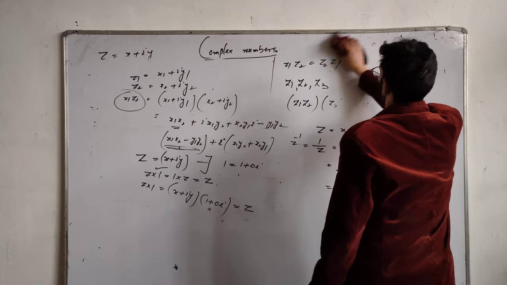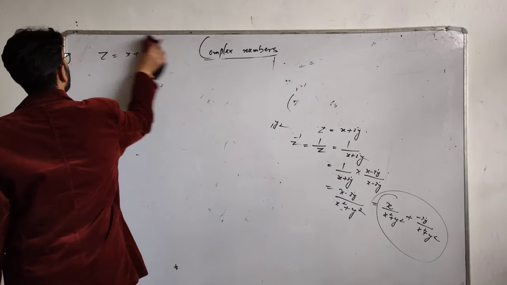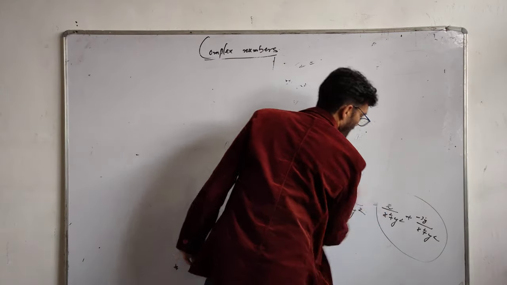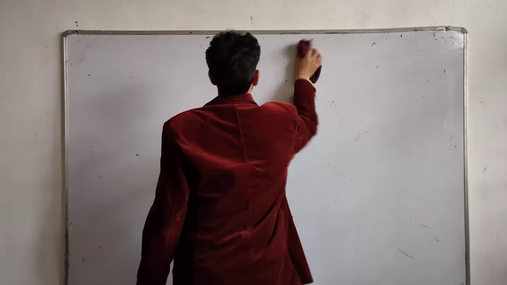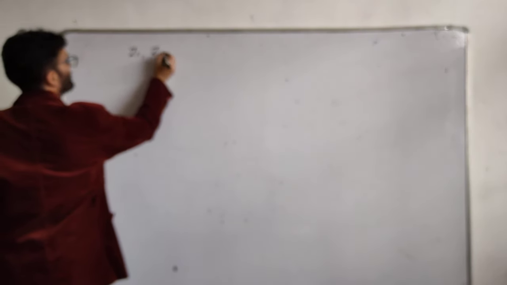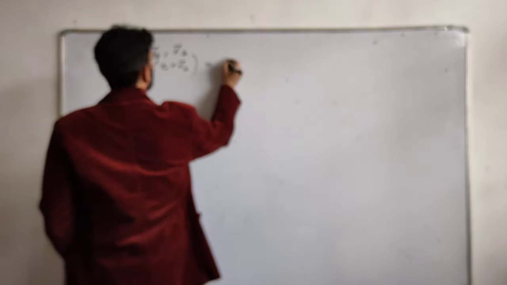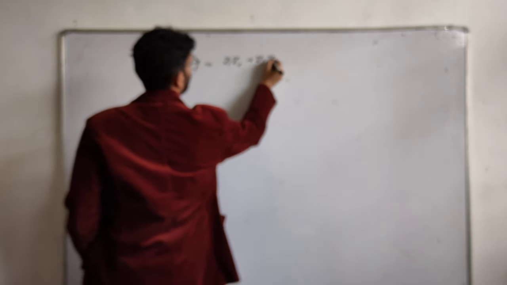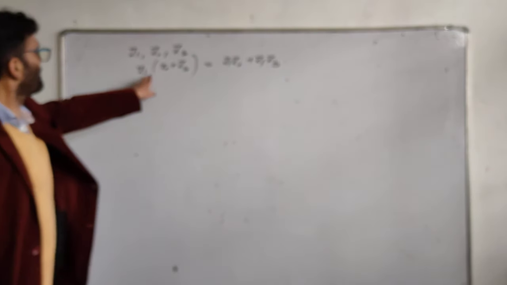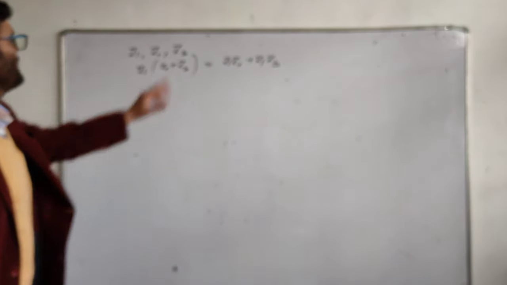Now let us have a look at the distributive law, because the distributive law involves both operations, that is addition as well as multiplication. See, for every three complex numbers Z1, Z2, Z3, Z1 into Z2 plus Z3 is always equal to Z1 Z2 plus Z1 Z3, as is true for real numbers. That means here multiplication distributes over addition. It is the distributive law. Z1 into Z2 plus Z3 is equal to Z1 Z2 plus Z1 Z3. Are you getting me properly? It is so easy.